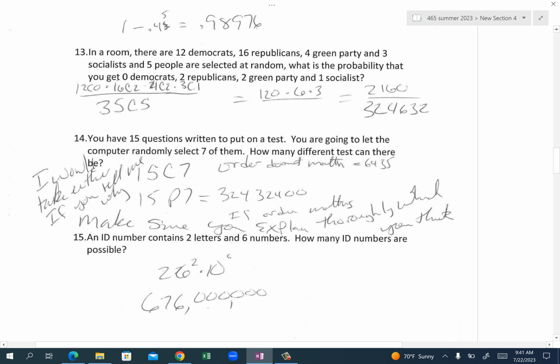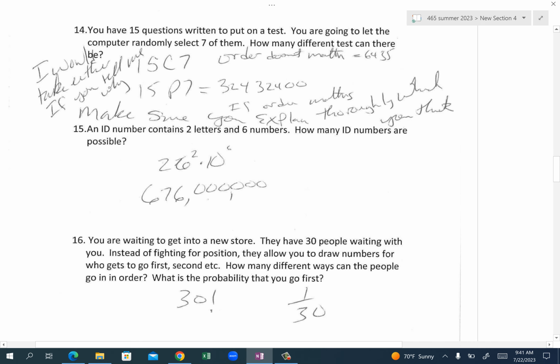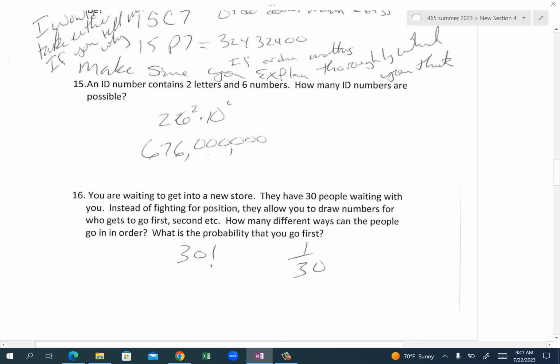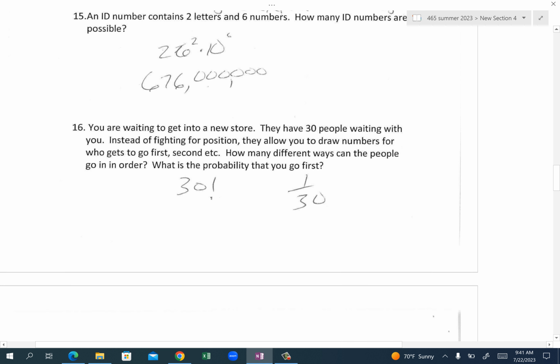It's pretty common for me to do a problem like that on the test where it's a little ambiguous, because I want you to say, well, it depends. Okay, cool. What does it depend on? And then I want you to explain to me, oh, yeah, it depends on this or the other. Okay? 2 letters, 6 numbers, 26 to the second power times 10 to the 6th, 676 million possible outcomes.